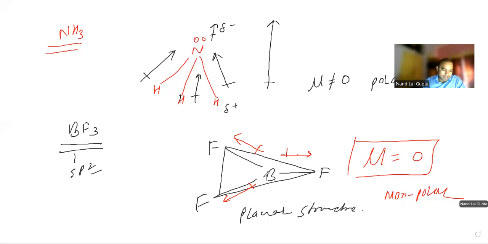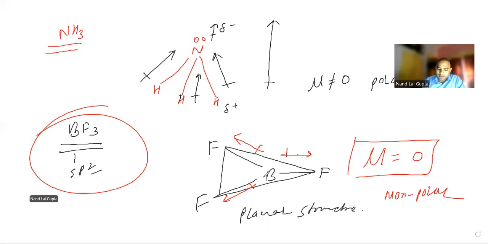Non-polar. So our required answer will be BF3. The angle is 120 degrees, right? 120 degree. Okay. Yes. SO2 is the bent shape. SO2 is going to be bent shape.